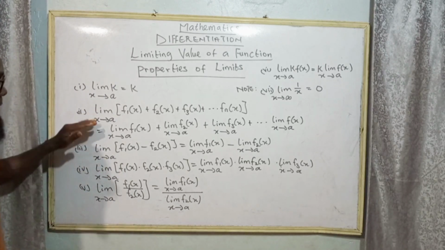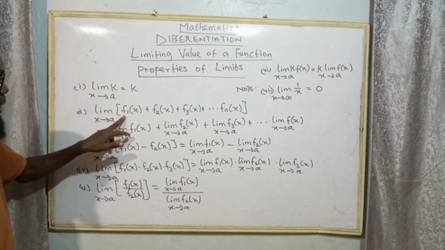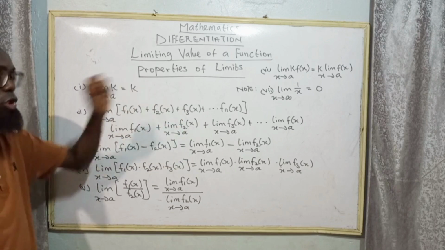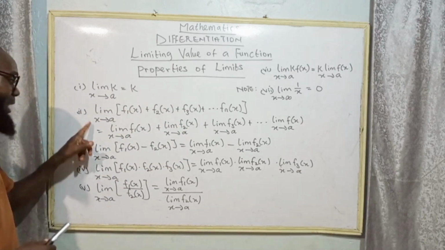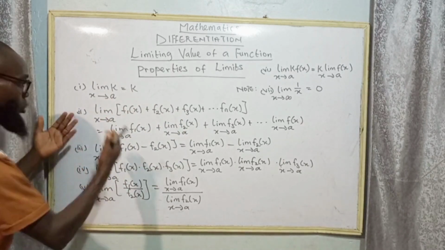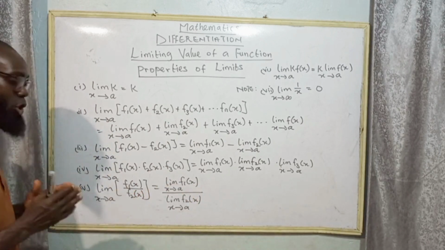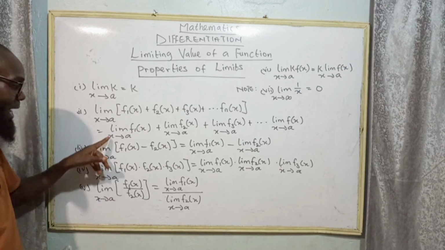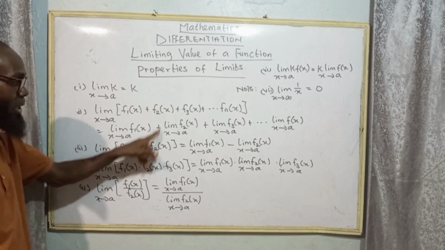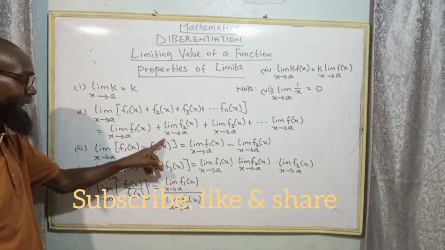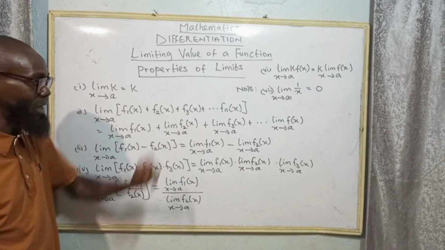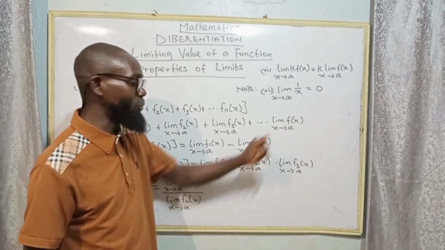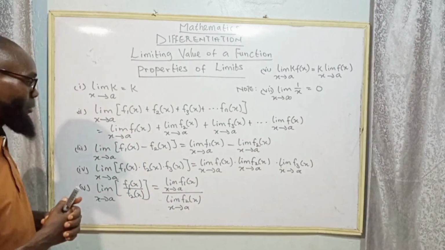Number 2. Limit of, in open bracket, f1 of x plus f2 of x plus f3 of x up to fn of x as x approaches a. We are going to open the bracket with the limits. Each of them will have their own particular limits. Limit f1 of x as x approaches a plus limit f2 of x as x approaches a plus limit f3 of x as x approaches a, and so on to limit of fn of x as x approaches a.